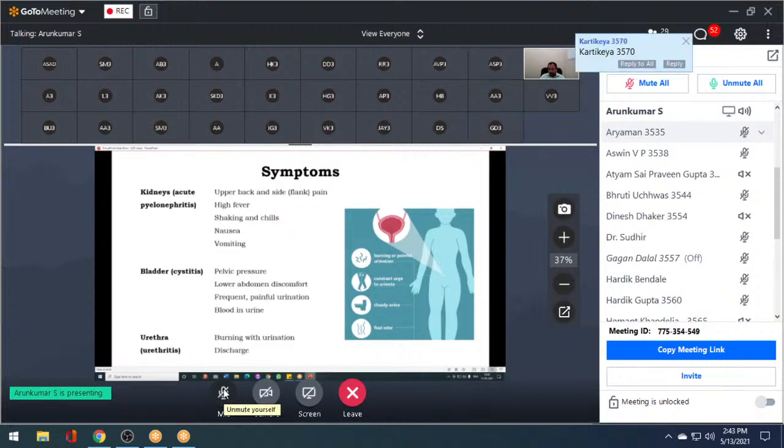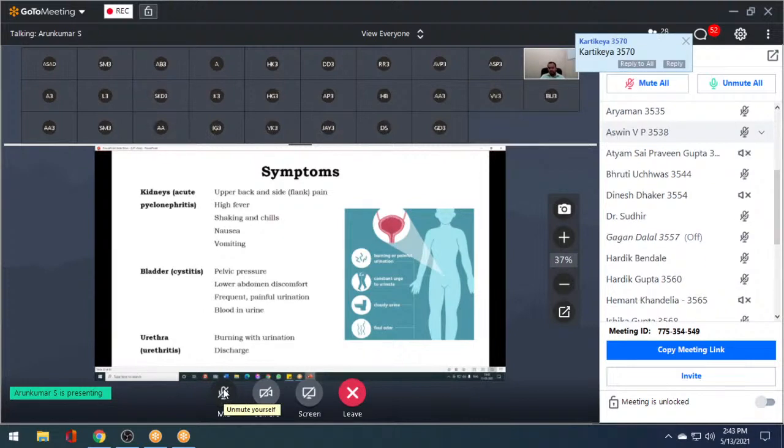The urine can be cloudy, or there can be some foul odor to the urine. So these are the most common symptoms. With regard to the part of the urinary tract involved, this can vary. If the urethra is involved, they will have a foul-smelling discharge with some burning micturition, dysuria. If the bladder muscle is involved, then they will have painful urination. They will have lower abdominal discomfort, and a constant urge to urinate. This is common in cystitis.